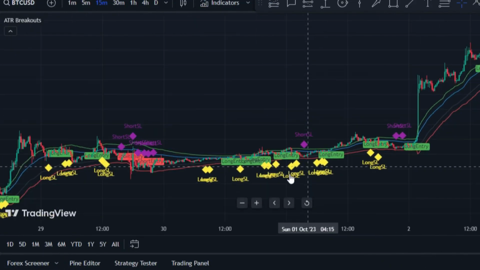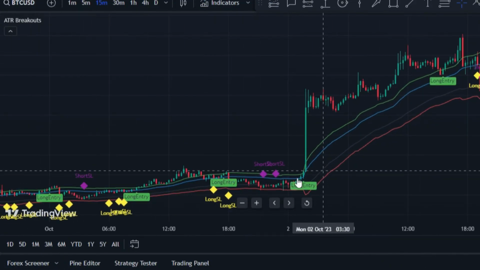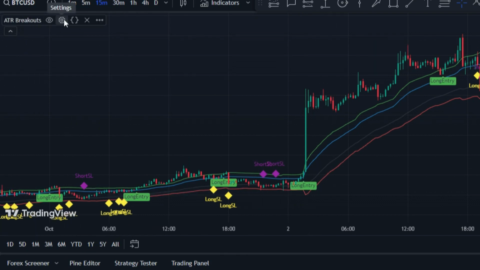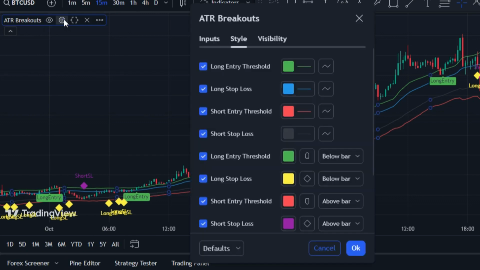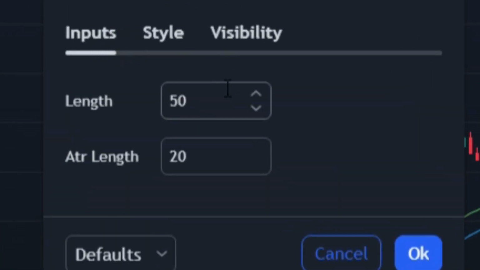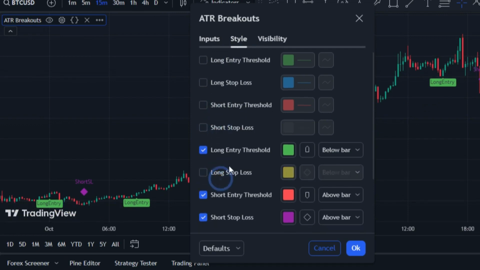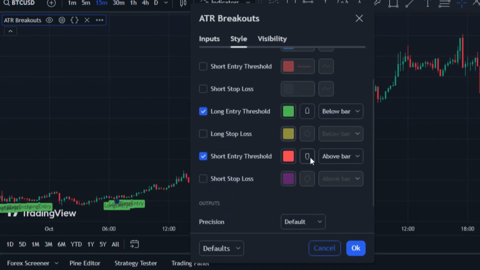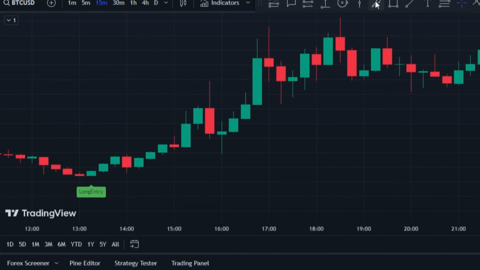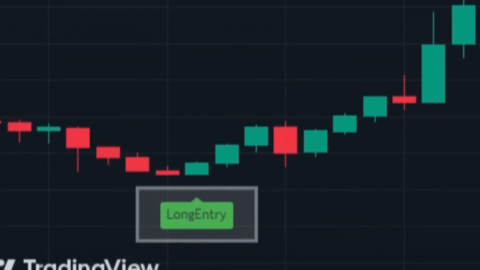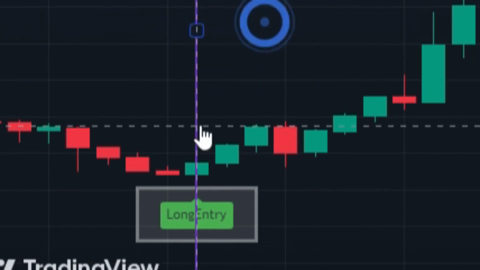This indicator is the heart and soul of this strategy. However, you'll need to make some adjustments in its settings according to what I'm doing. The ATR Breakouts Indicator gives you the green light to go long or short when you see the long entry or short entry signals.